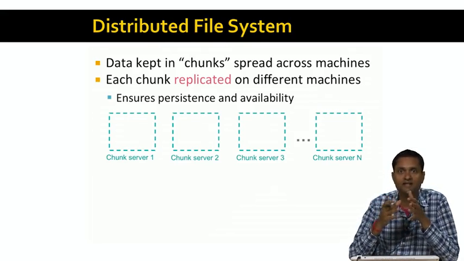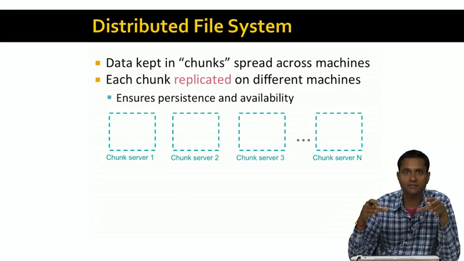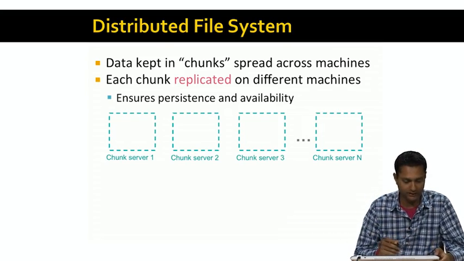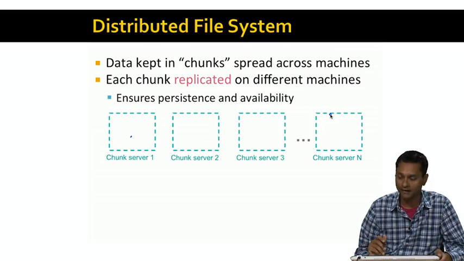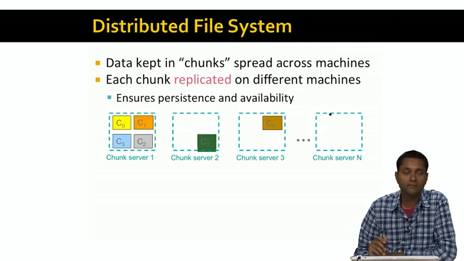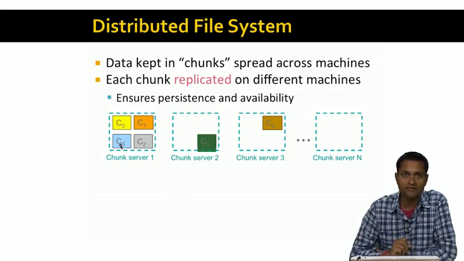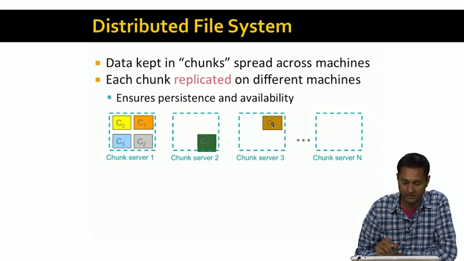Data is kept in chunks that are spread across machines. If you take any file, the file is divided into chunks, and these chunks are spread across multiple machines. The machines themselves are called chunk servers in this context. So here's an example. There are multiple chunk servers: chunk server 1, 2, 3, and 4. Here's file 1, and file 1 is divided into 6 chunks in this case: C0, C1, C2, C3, C4, and C5. And as you can see, four of the chunks happen to be on chunk server 1, one of them is on chunk server 2, and one of them is on chunk server 3.